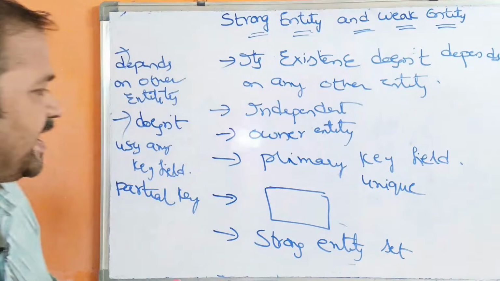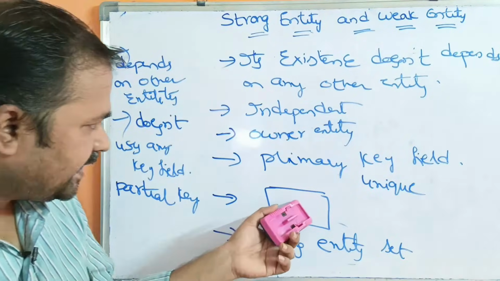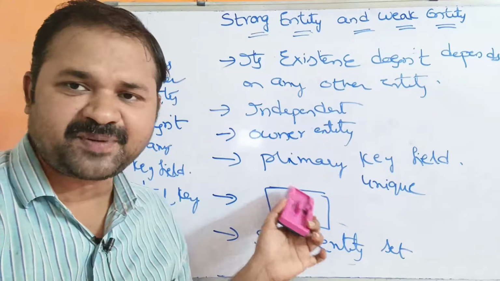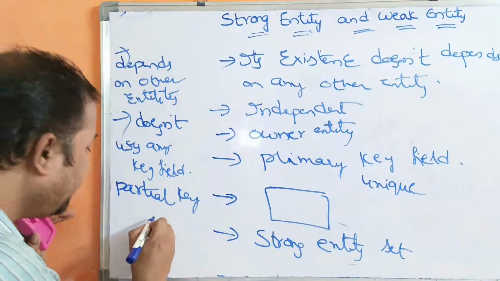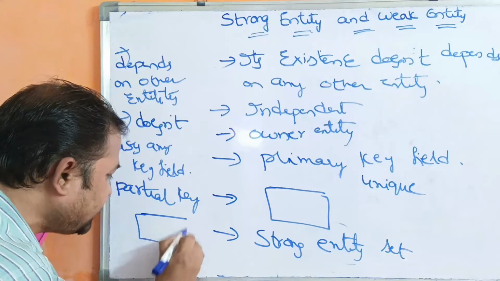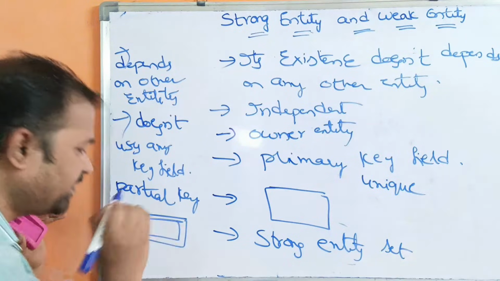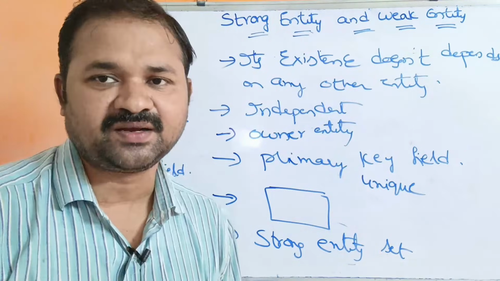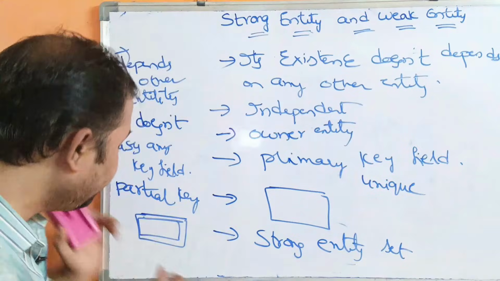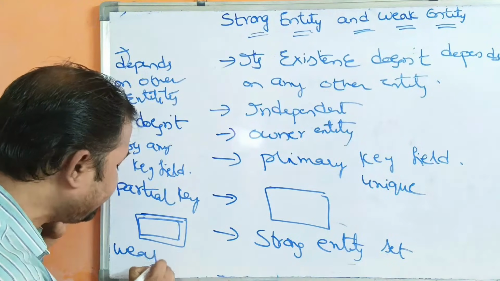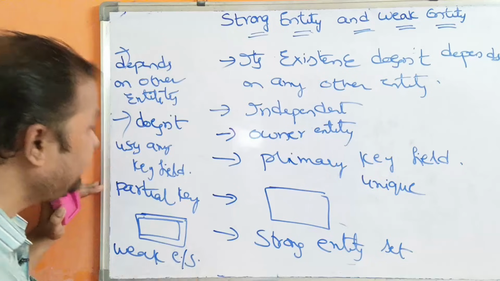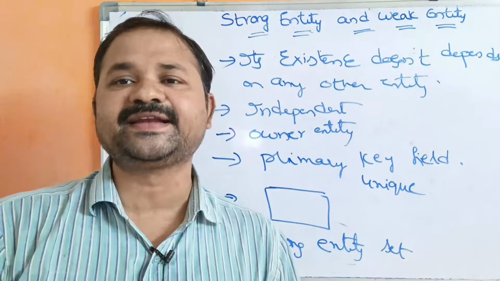The next point is that a strong entity is represented by a rectangle symbol, whereas a weak entity is represented by a double rectangle symbol. A weak entity set means a set of weak entities. A set of weak entities is called a weak entity set.